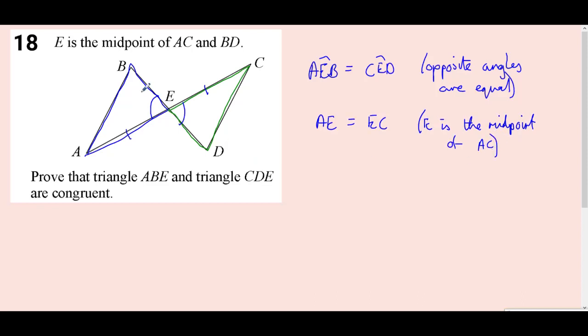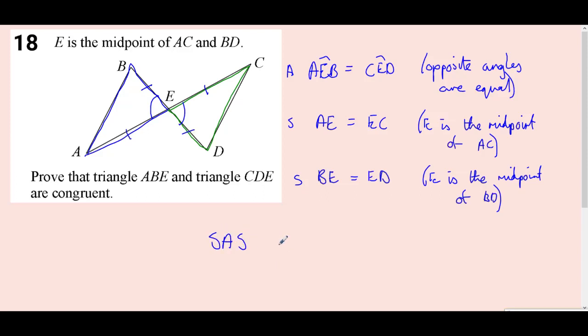The same can be said about BE and ED. So BE equals ED, again because E is the midpoint, this time of BD. Now I've got three things here. I've got an angle, I've got a side, I've got a side. The angle is between the two sides, so I can use side, angle, side, and that proves congruency.